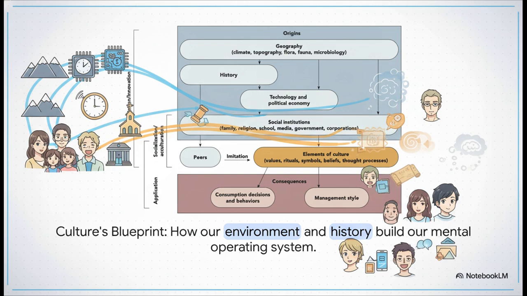Okay, so take a look at this diagram. This is basically the blueprint we're talking about. You can see right here how these foundational things, like geography and history, actually influence how our social institutions get created. And those institutions are what install the core elements of culture into our minds. Let's break that down a bit.